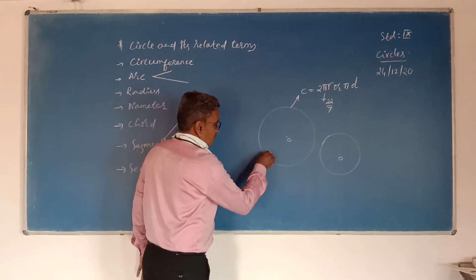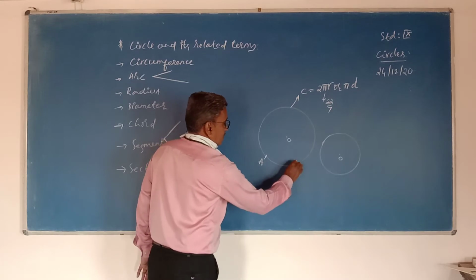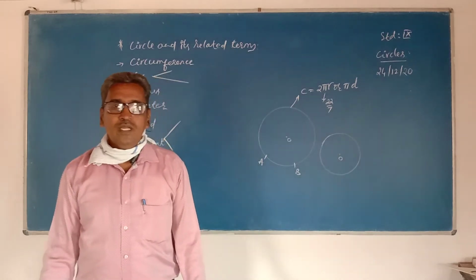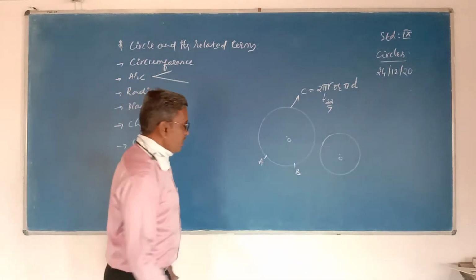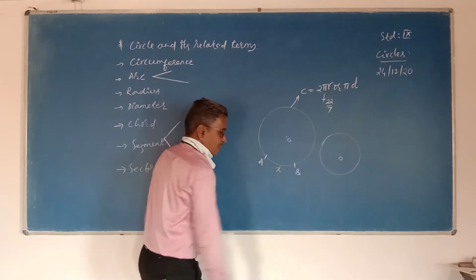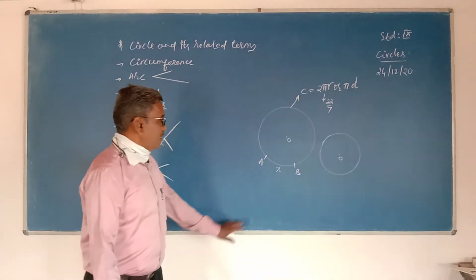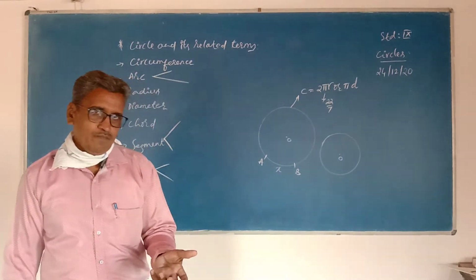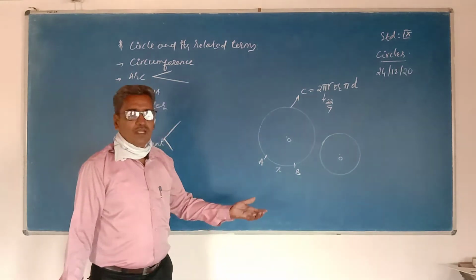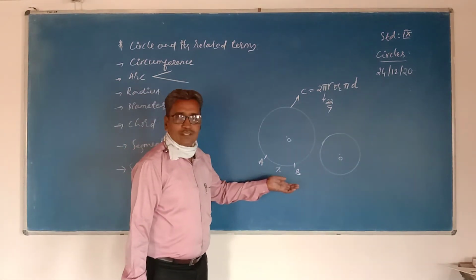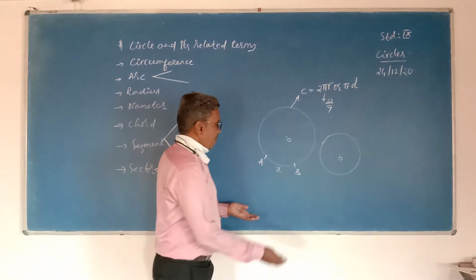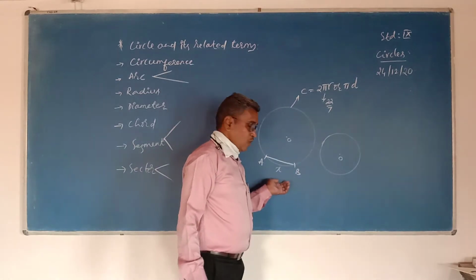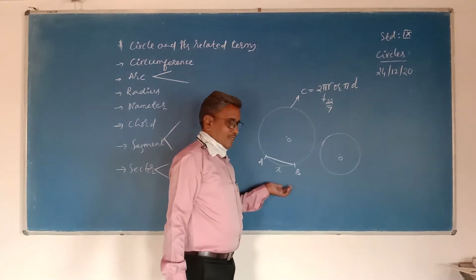Now A is a point and B is a point on the circumference of the circle. A and B are said to be two points on the circumference. Then AXB is said to be an arc, which means part of the circumference of the circle. You should not read it as AB is an arc; AXB is an arc. AB, for reading, is a chord. AB is a chord. AXB is not a chord; AXB is an arc, and AB is a chord.